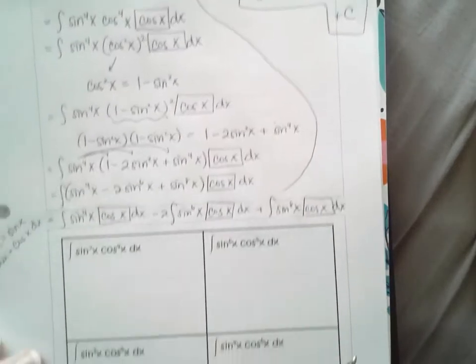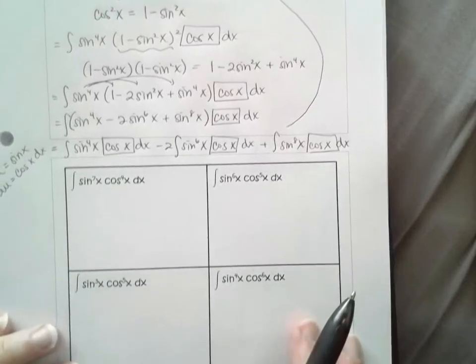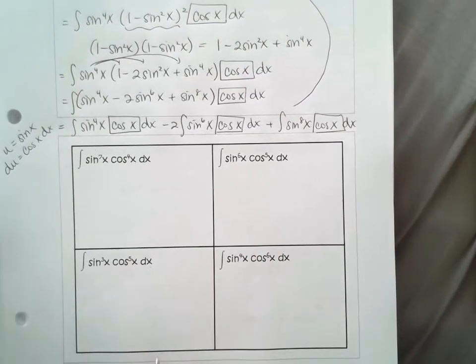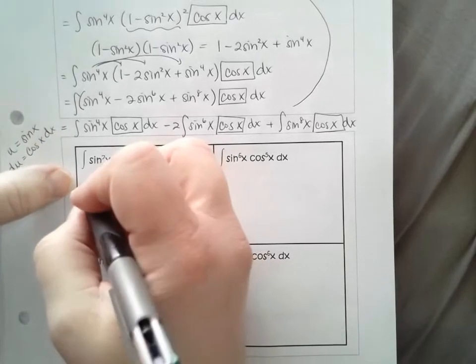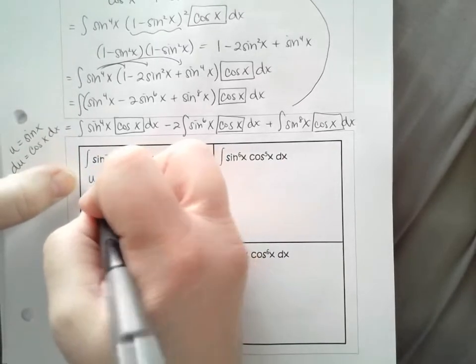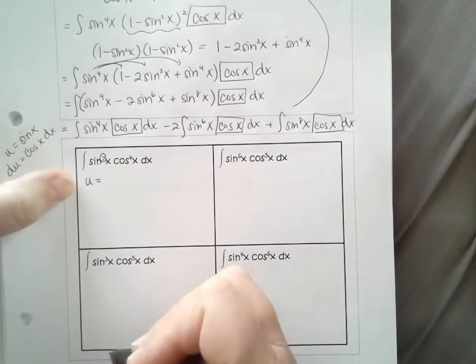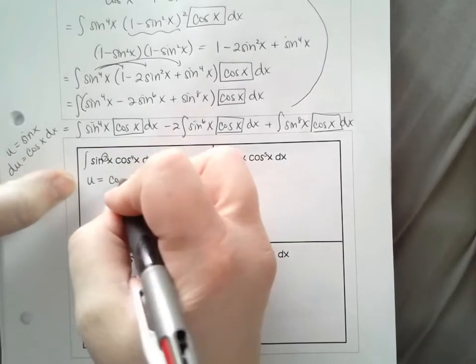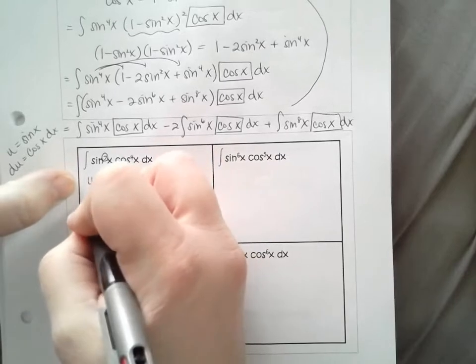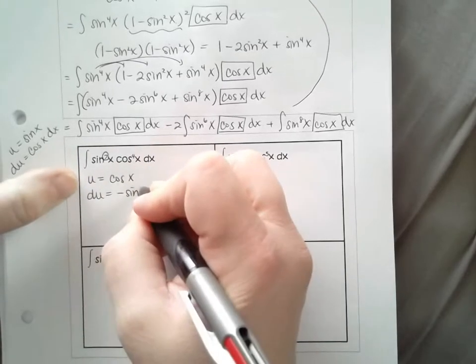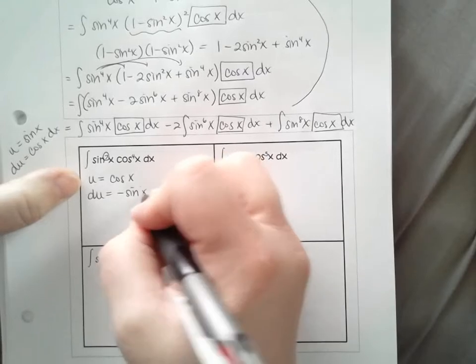Alright, so down below, let's take a quick guess as to what u is and what du is. Clearly there's not enough room to solve them, so we're just going to assign u and du. What's going to be my u when sine is odd? In this case it's going to be cosine. Du is going to be negative sine x dx.